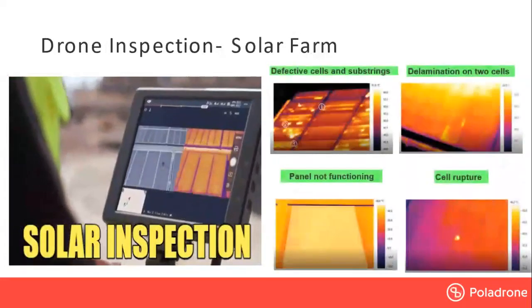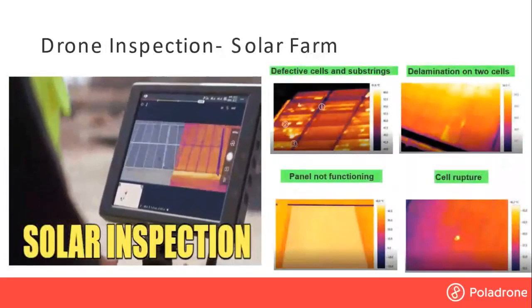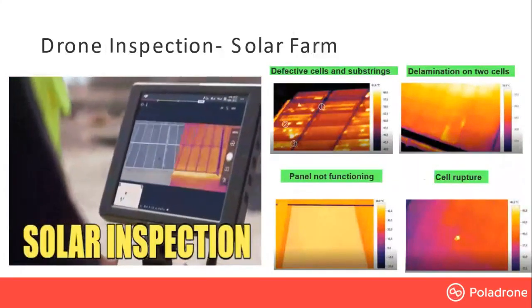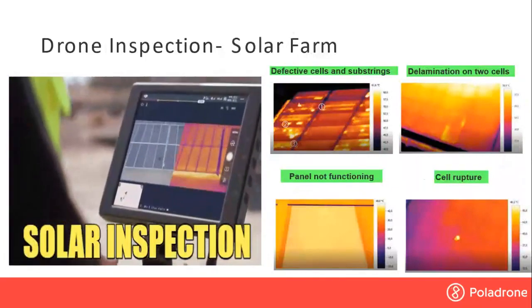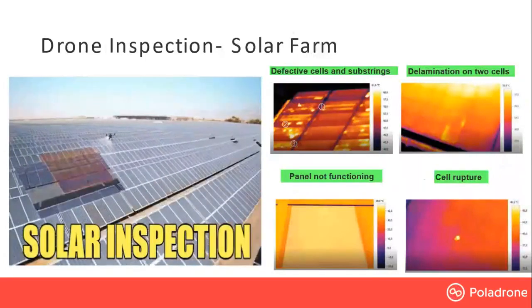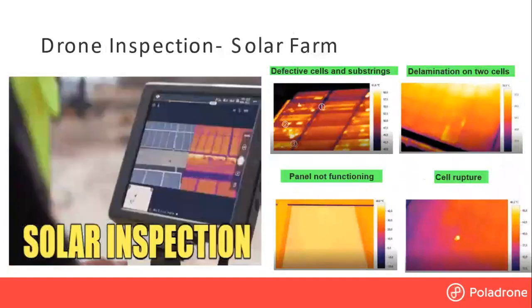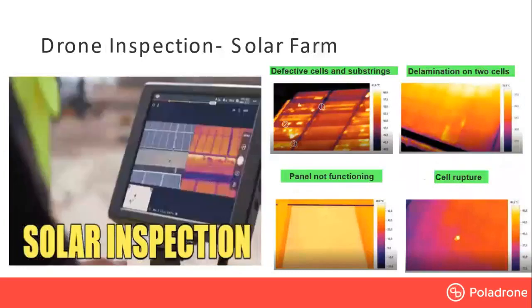This result can actually help the operator to inspect, including inspecting defective cells, elements on the cells, panels not functioning, and also cells which are ruptured. So this is the solution that can be applied in solar inspection by using drone thermal imaging.